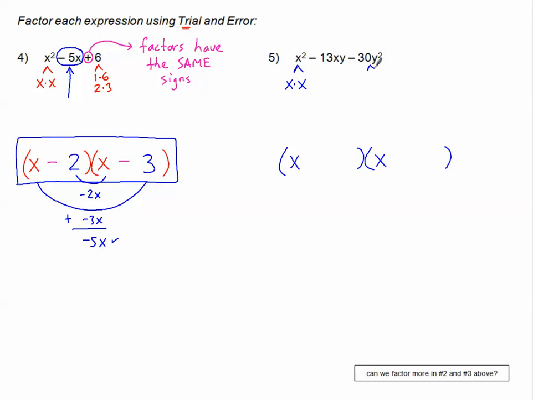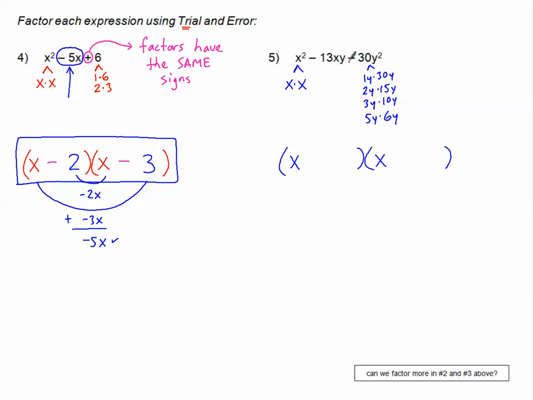Oh boy, there are a couple different options for that. I'm going to start with 1y times 30y, and then 2y times 15y, and then 3y times 10y. 4 does not go into 30, but 5y times 6y. Okay, so we have 4 pairs that multiply to give 30 and the y squared. So the question is, which of those is going to be the correct one?